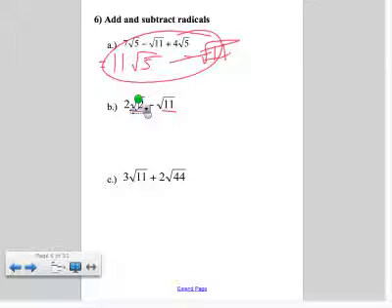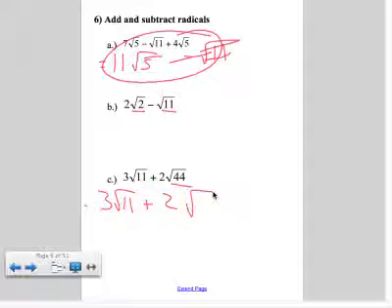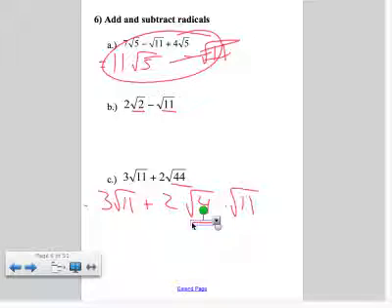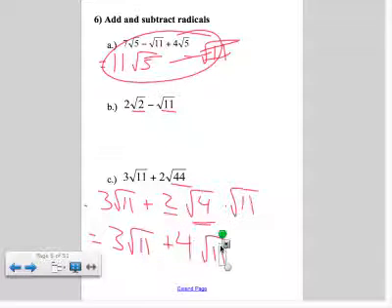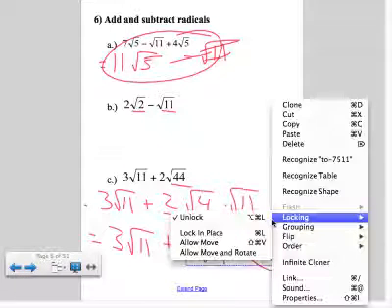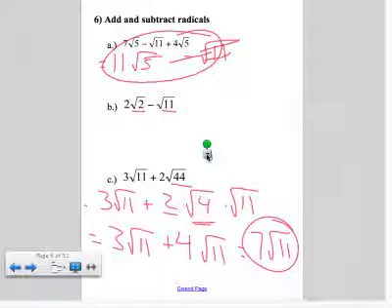In part C, you might be thinking the same thing. I see the square root of 11. I see the square root of 44. But what you have to remember is this square root of 44 can be broken down. Okay, so I have 3 square root 11 plus 2. The square root of 44 is the same thing as the square root of 4 times the square root of 11. And I know what this is. That's just 2. So this is equal to 3 square root 11 plus 2 times 2, which is 4 square root 11. And I can take that down one more step and call it 7 root 11. All right, so that's what we're looking at when we're simplifying, when we're adding and subtracting radicals.